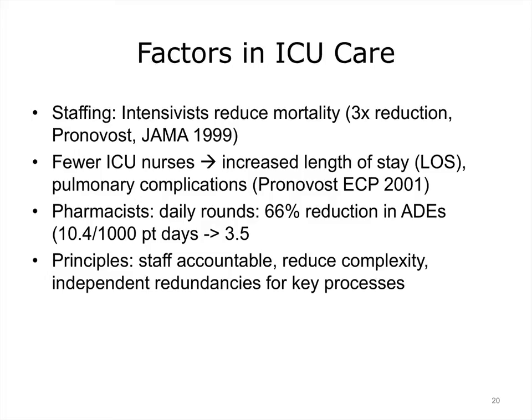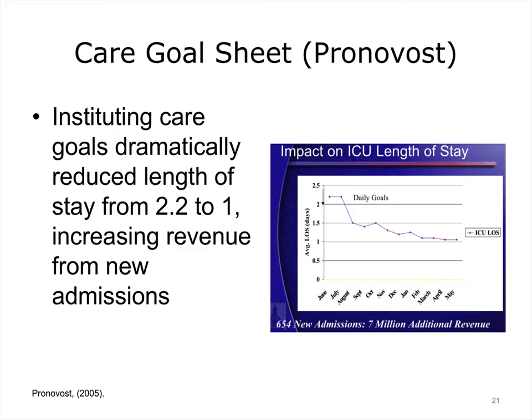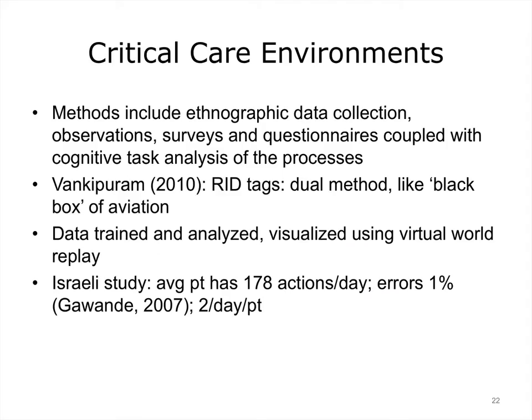General principles for error reduction include making staff accountable, reducing complexity of the system, and setting up redundancies for key processes so that they can be replaced in case of failure. This plot shows the reduction in length of stay when care goals were implemented. Methods of studying critical care environments are mostly qualitative. They include ethnographic data collection, observational studies, and the use of surveys and questionnaires. Cognitive task analyses of processes are another important technique.